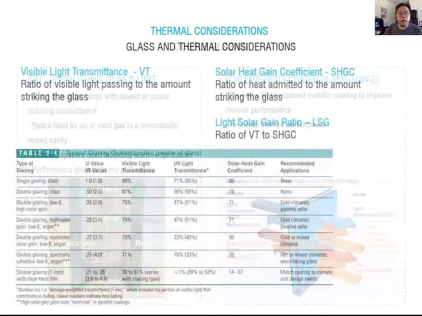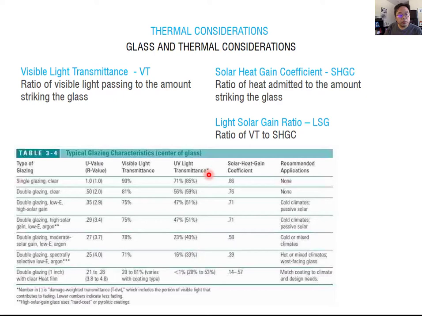So I'll bring out this table. It is very easy to understand the performance of each type of glazing. You can see the single glazing system and the double glazing system. This is a double glazing system, but this is a double glazing system with argon gas. When you have argon gas between the two glasses, it has much better performance, much better insulated value. So to understand this table, you have to understand this terminology. The VT, you can see the VT here. VT is the visible light transmittance, the ratio of visible light passing to the amount striking the glass.